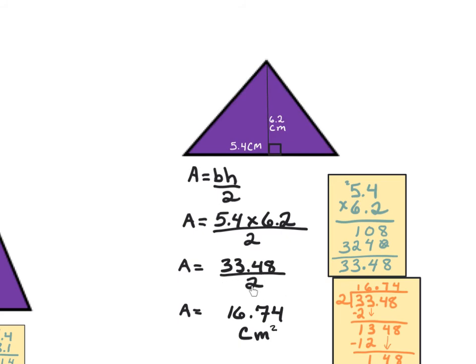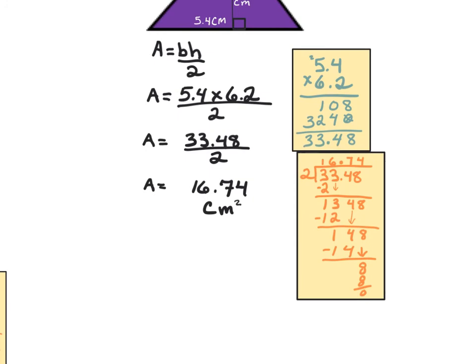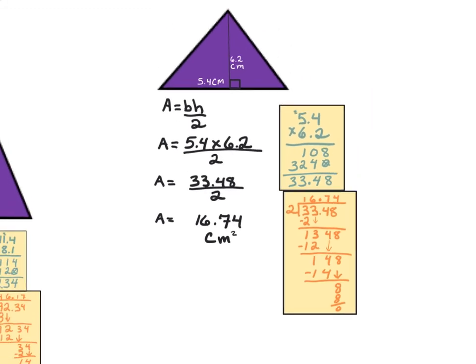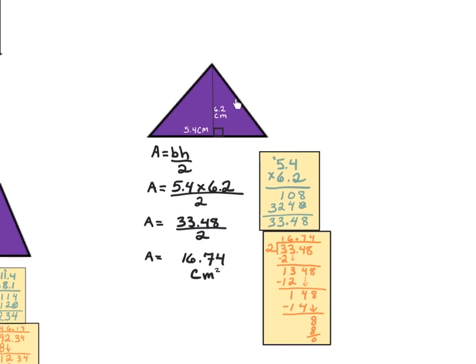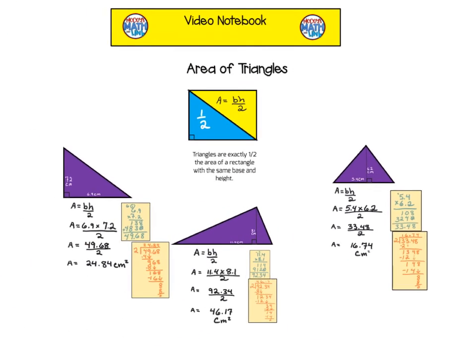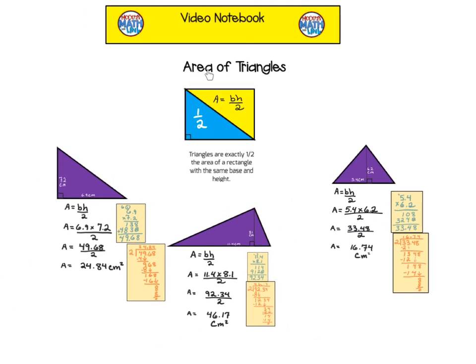33.48 divided by 2. I did my math right here. I'll move this up a bit so you can see it. And I've got 33.48 divided by 2, and that gave me 16.74. And that right there is your answer, 16.74 centimeters squared, or 16 and 74/100 centimeters squared is the area of this triangle right here, my friends. So that right there, my friends, is all you need to know about how to solve for the area of triangles.